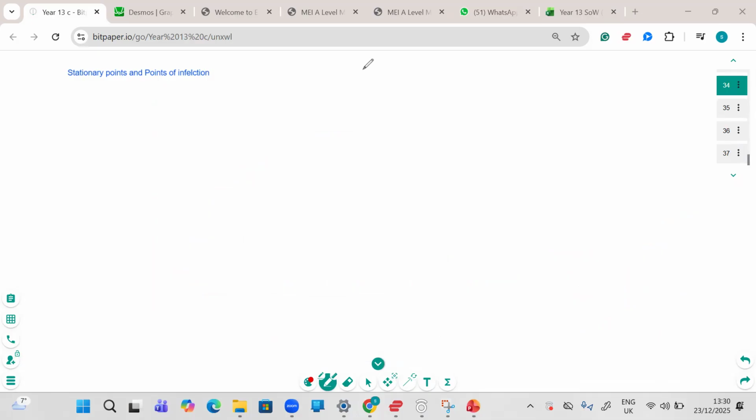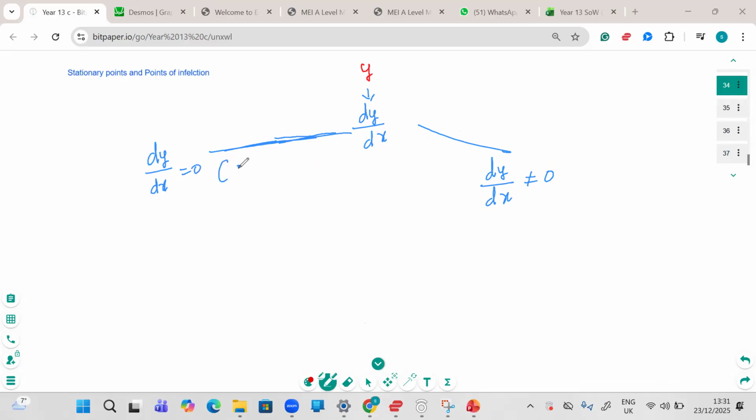Whenever you have a question, they give you y and you find dy by dx. The moment you have y, you always find dy by dx. And then it could be possible that dy by dx is equal to 0 or dy by dx is not equal to 0. Let's go in this direction first. If dy by dx is equal to 0, these are called stationary points.